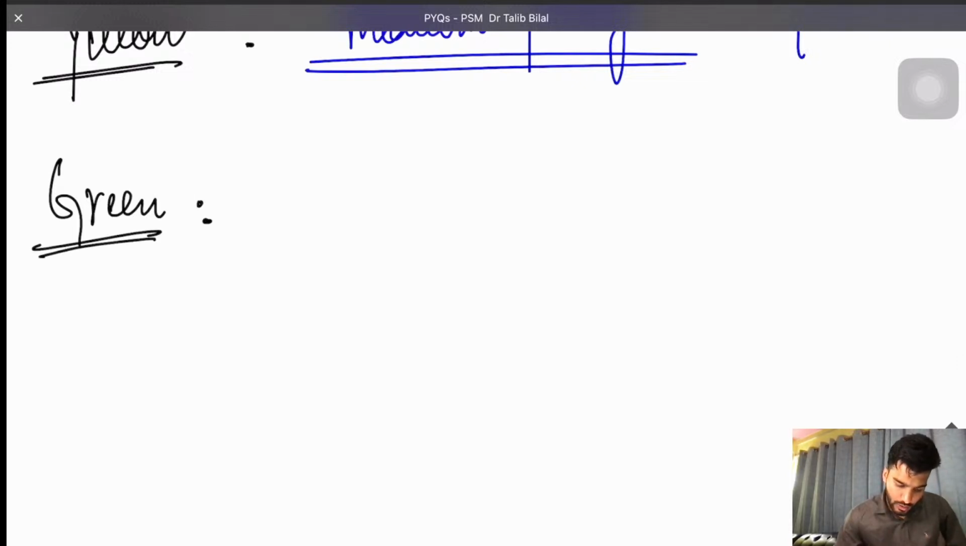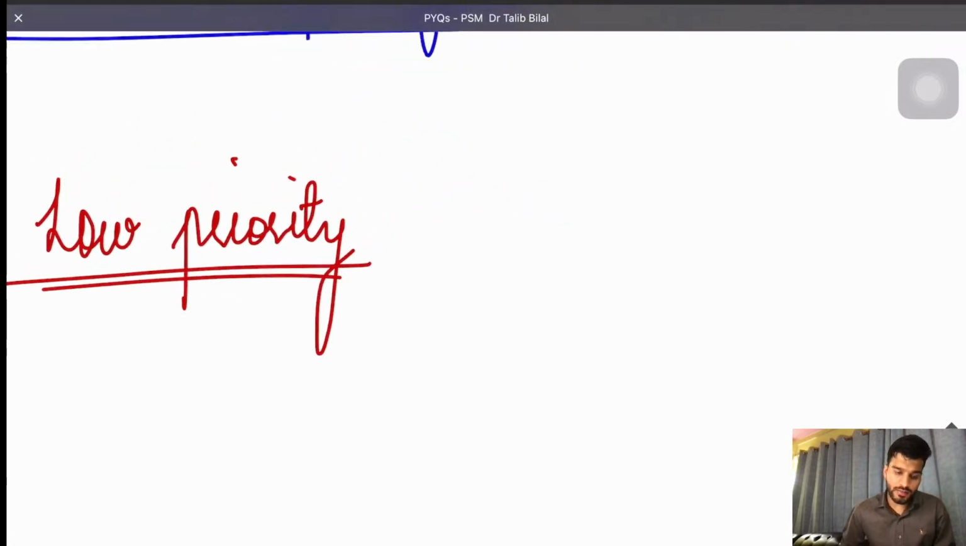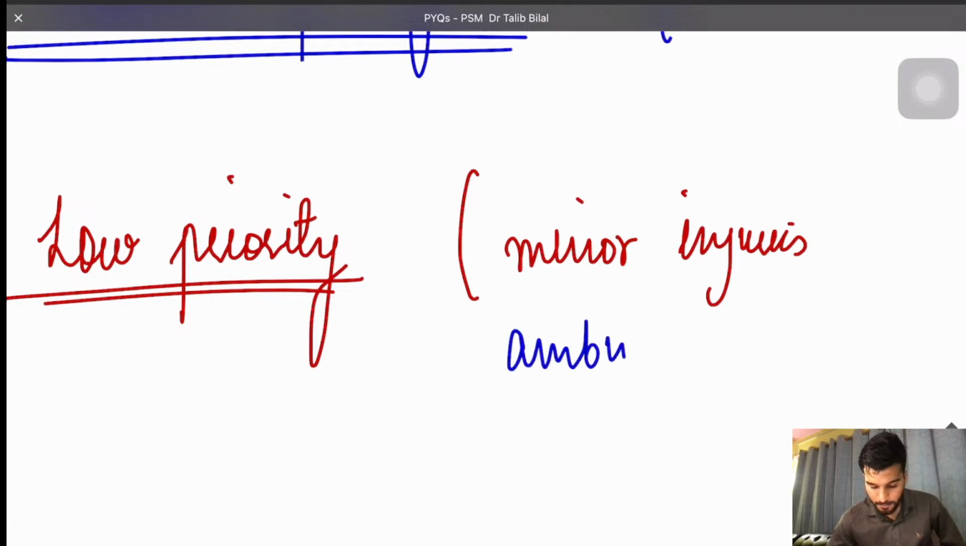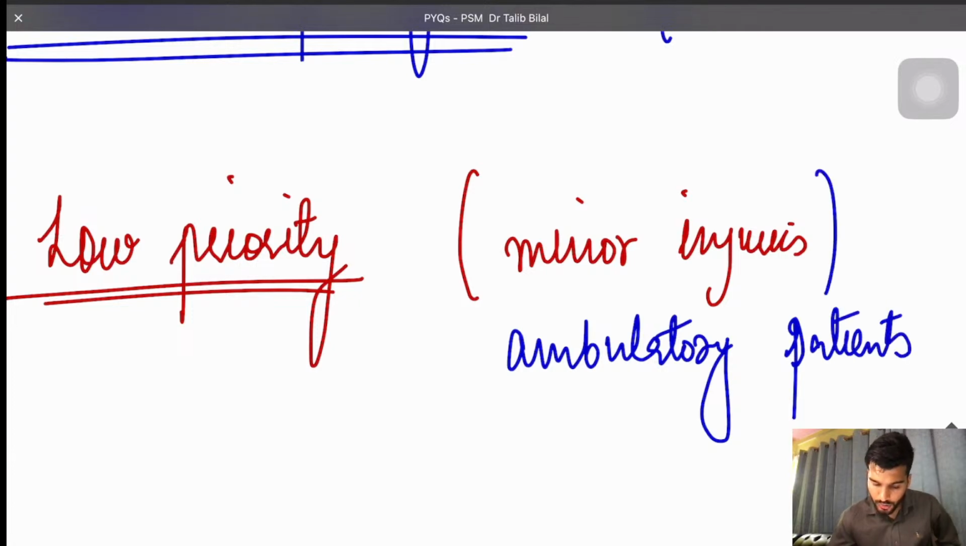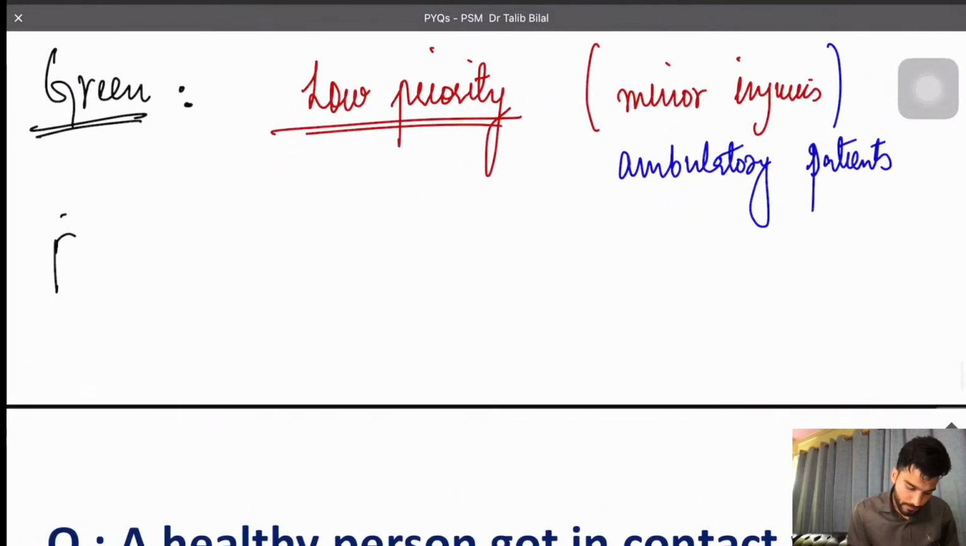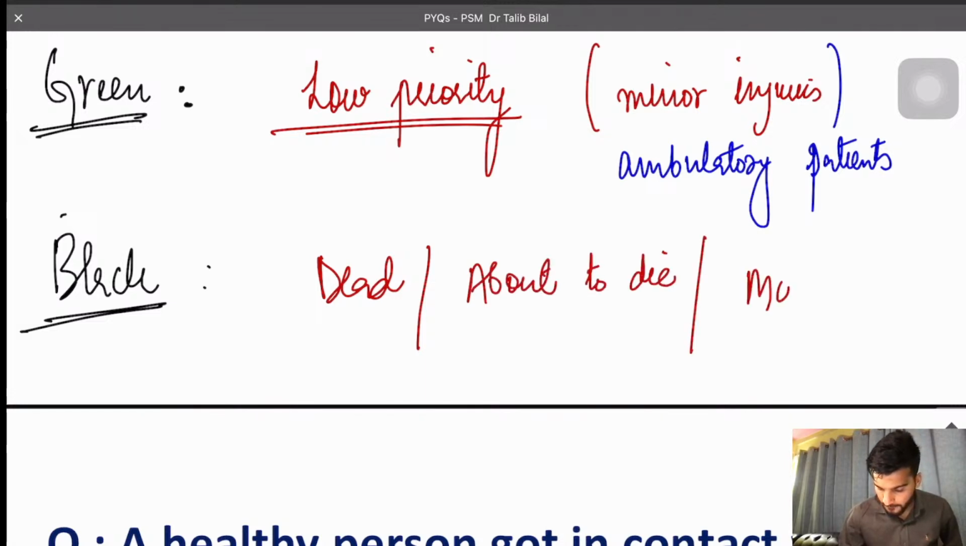If I talk about green color, guys, green color has been given a low priority. These are the patients having minor injuries, or ambulatory patients. And the last one, guys, black: these are the dead or about to die, moribund.